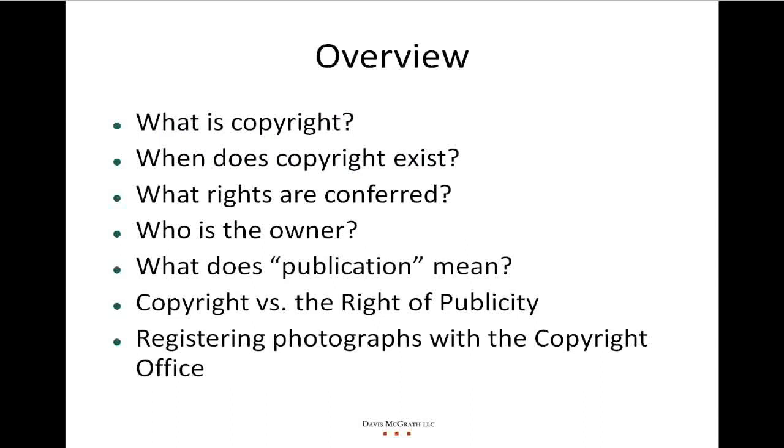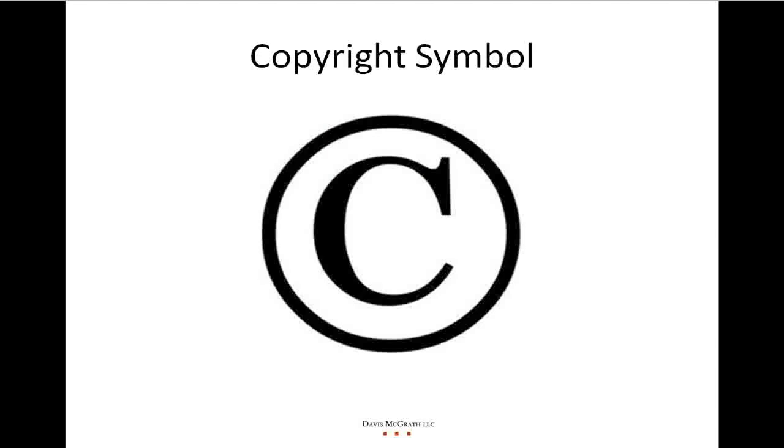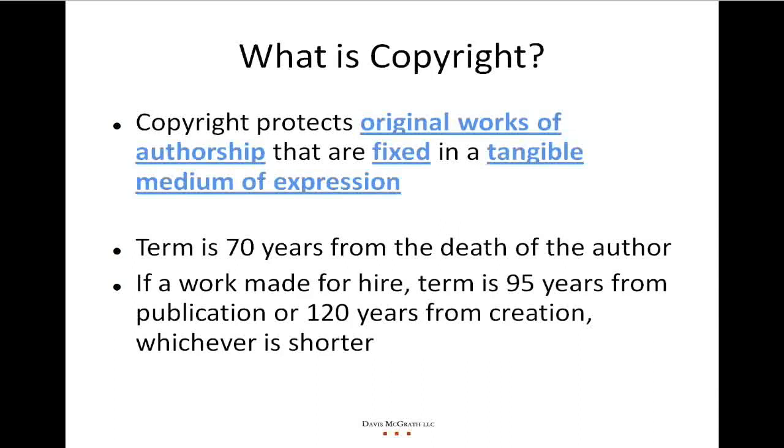The copyright symbol is the C in a circle, which is different from other symbols such as the R, which is the registered trademark symbol, but C is copyright. And copyright protects original works of authorship that are fixed in a tangible medium of expression. So up on the screen is the statutory language there, and the important parts are that it has to be an original work of authorship and that it's fixed in a tangible medium of expression. And we'll go into just exactly what fixation means and what we mean by an original work of authorship in a second.